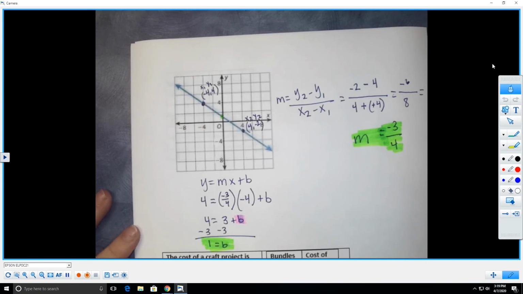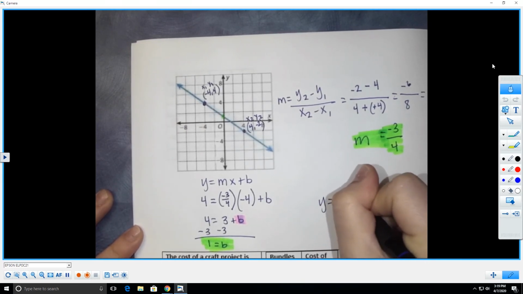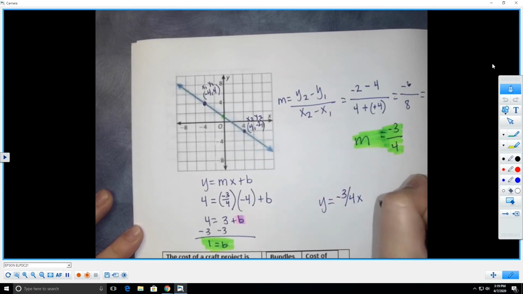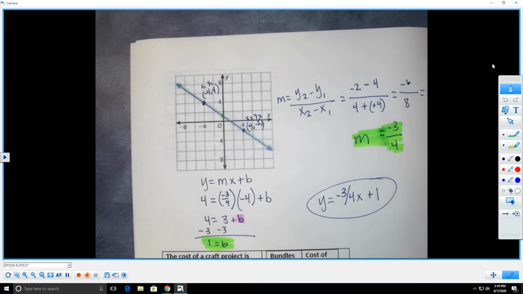Good. Our equation is y equals -3/4 x plus 1. Are you getting the hang of this? I know you are. Let's do just a little more practice.